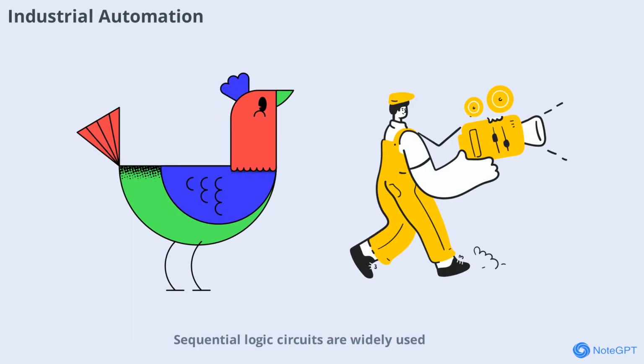Sequential logic circuits are widely used in industrial automation for controlling machinery, monitoring processes, and ensuring safety. Programmable logic controllers, PLCs, rely on sequential circuits to execute control sequences and respond to sensor inputs. Robust design is essential for reliable operation in demanding environments.